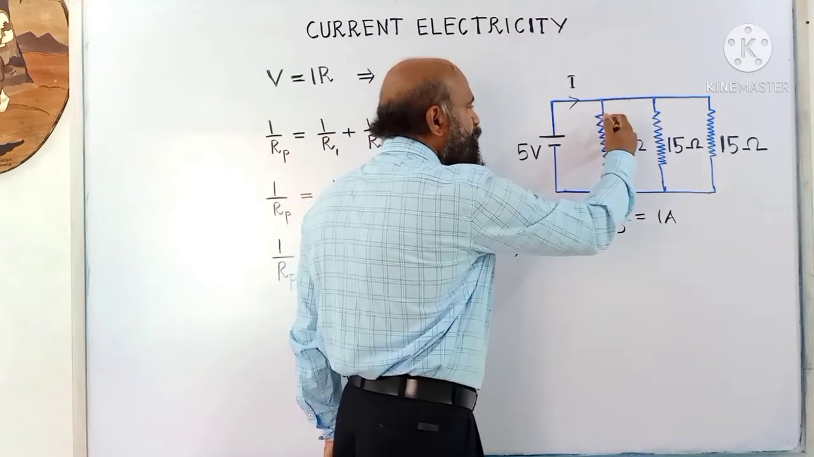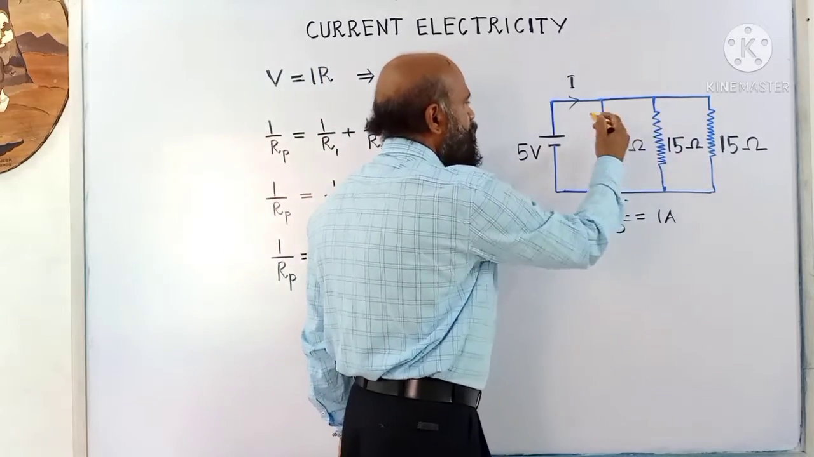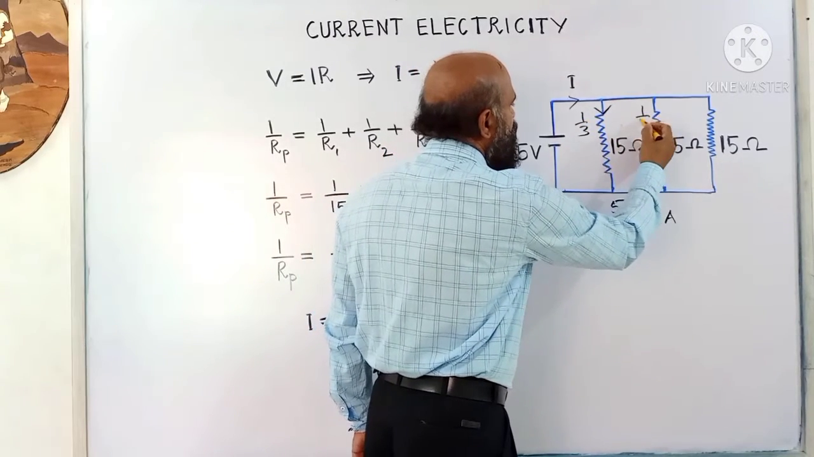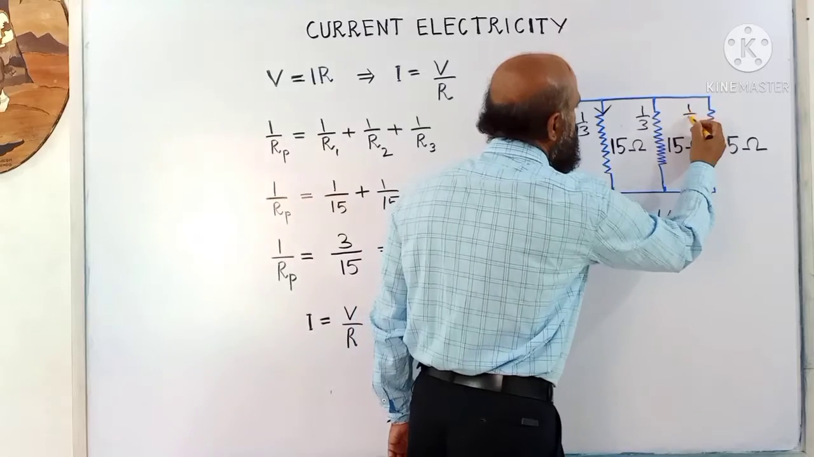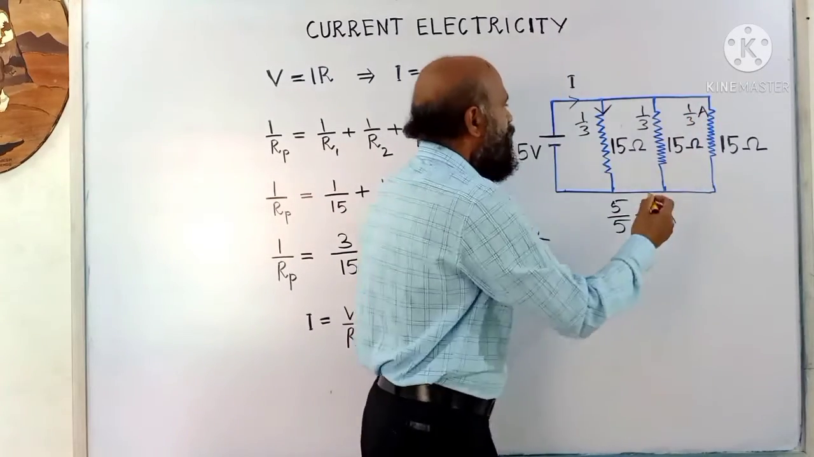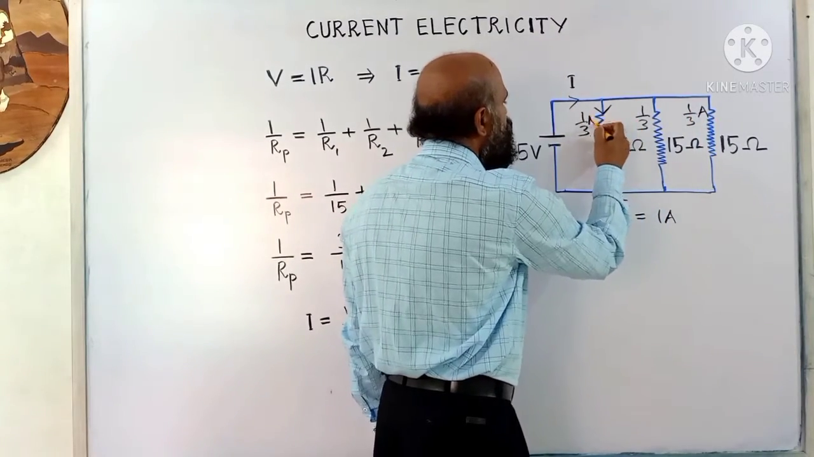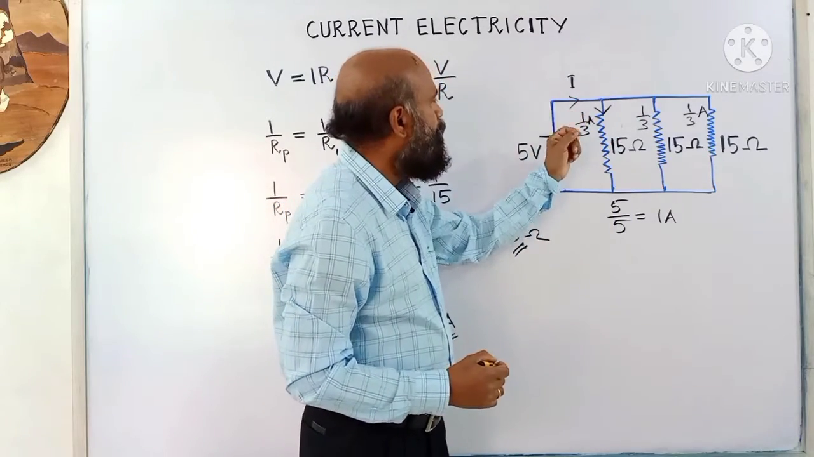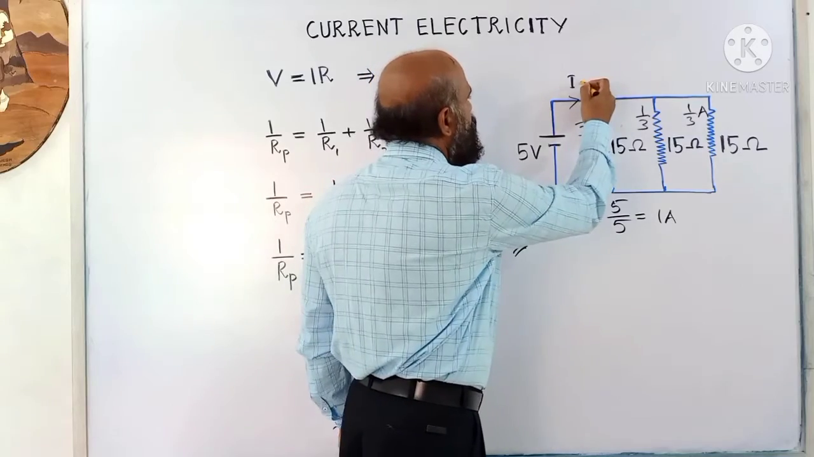Then here there are 3 ways for the current. So here current will be divided equally. So current through each branch will be 1/3 of the main current. The main current is 1 ampere.